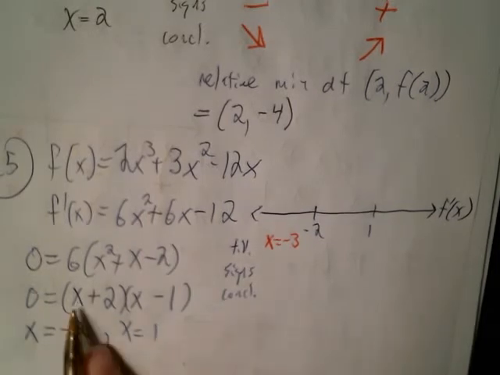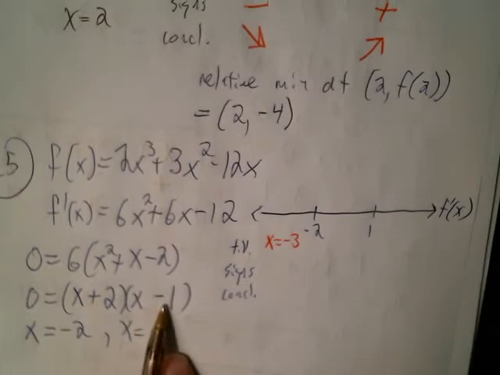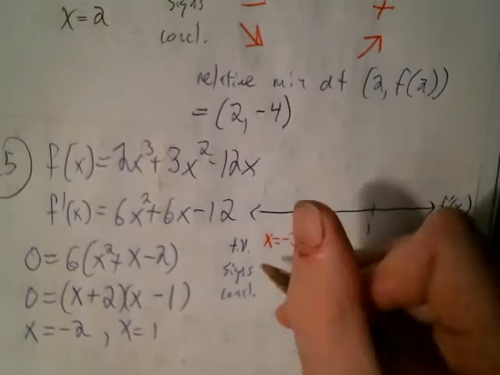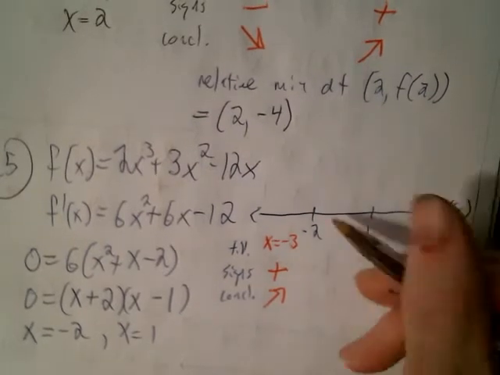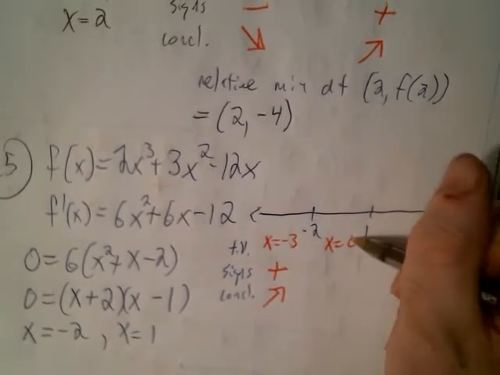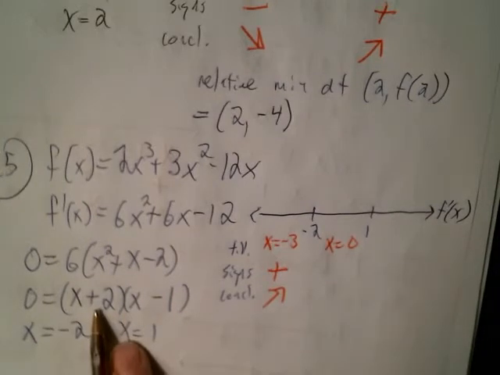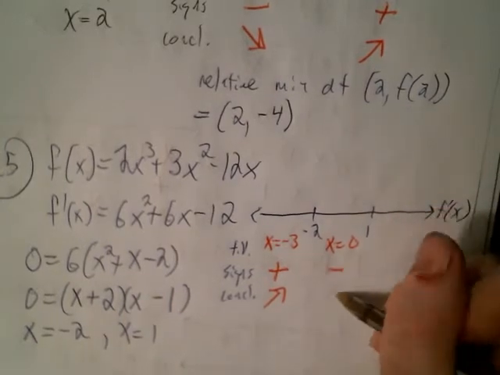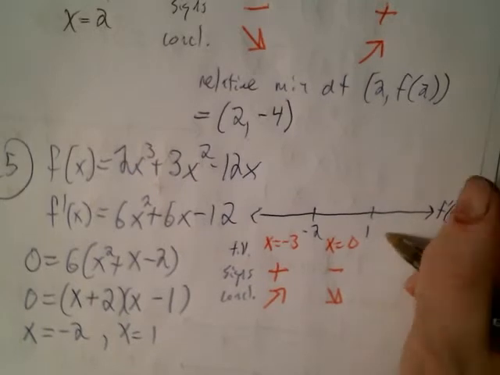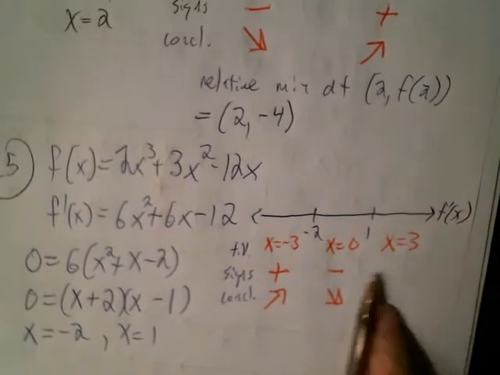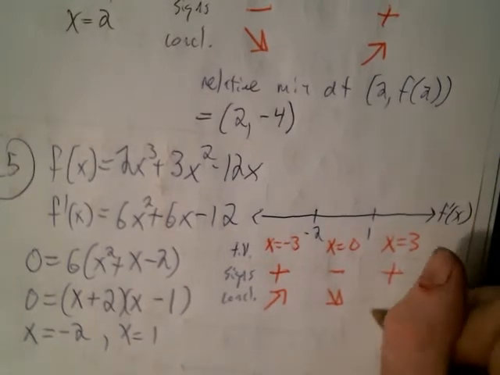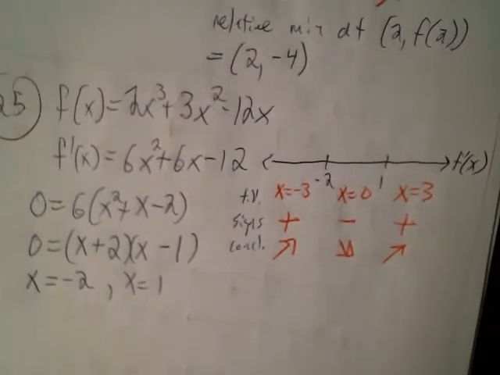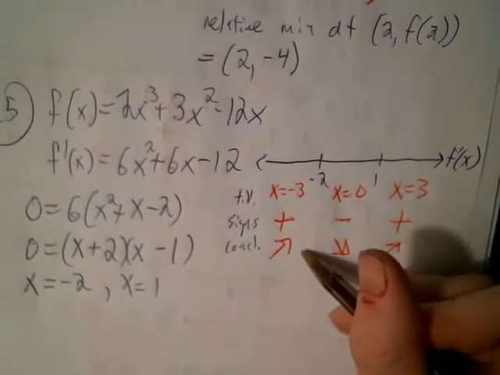Okay, so negative 3 plus 2 is negative. Negative 3 minus 1 is negative. So negative times negative is positive, and so it's increasing. Okay, so I'll try x is 0. Plug in 0. Positive times negative is negative, so it's decreasing. And then try x is 3. 3 plus 2 is positive. 3 minus 1 is positive. Positive times positive is positive. So it's increasing again. Okay, so it's increasing and then decreasing.